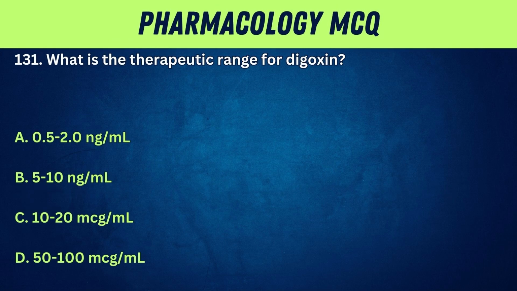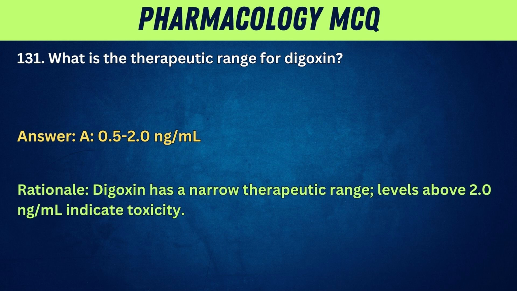131. What is the therapeutic range for digoxin? A. Phenytoin. B. 5 to 10 nanograms per milliliter. C. 10 to 20 mcg/ml. D. 50 to 100 mcg/ml. Answer: A. 0.5 to 2.0 nanograms per milliliter. Rationale: digoxin has a narrow therapeutic range. Levels above 2.0 nanograms per milliliter indicate toxicity.